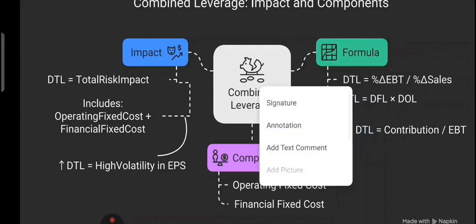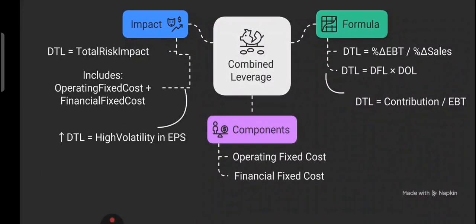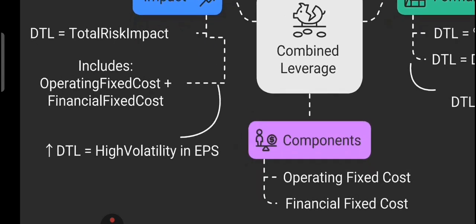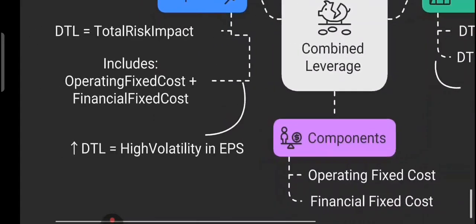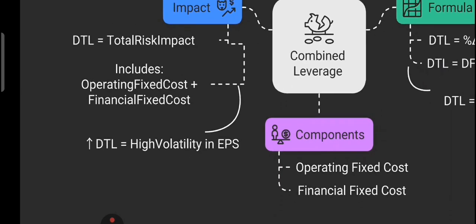Right, so it combines both your operating and financial leverage. So if we talk about the impact, on the left hand side you can see DTL stands for degree of total leverage. It captures the full risk impact by considering the operating fixed cost like rent and salary, and financial fixed costs like loan interest. Now, a high DTL means that even a small change in sales can cause a big swing in the earnings per share. It is both a great opportunity but a big risk also.